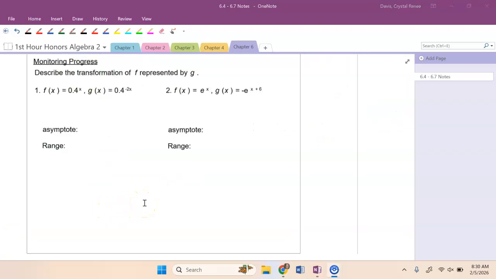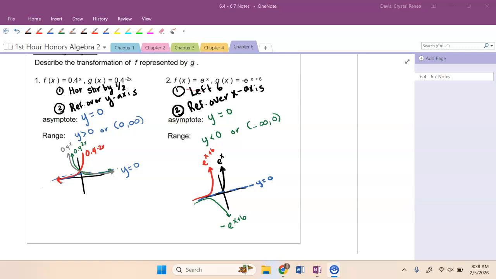All right, I want you to pause this and then try these two on your own. All right, so this is what you should have gotten with the sketches. Okay, I do want to make note that when we write this in interval notation, we do write the negative infinity first because it's smaller than the 0. We always write smallest to biggest.